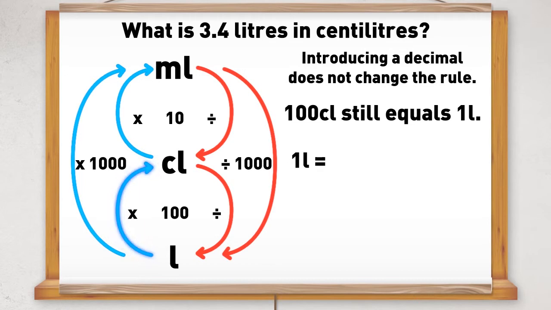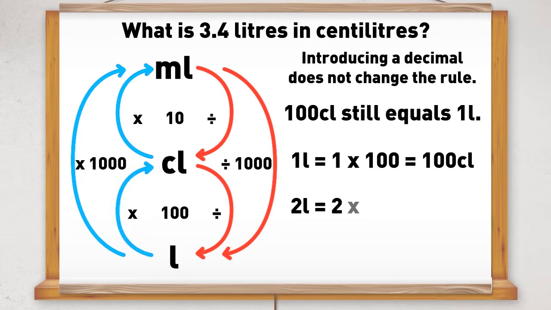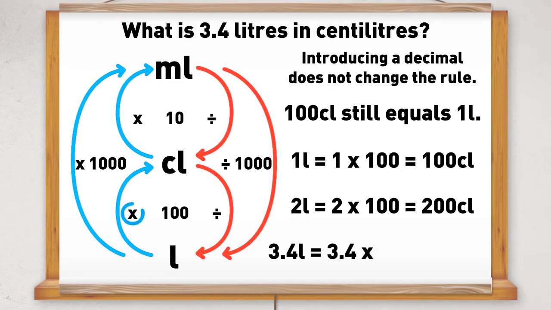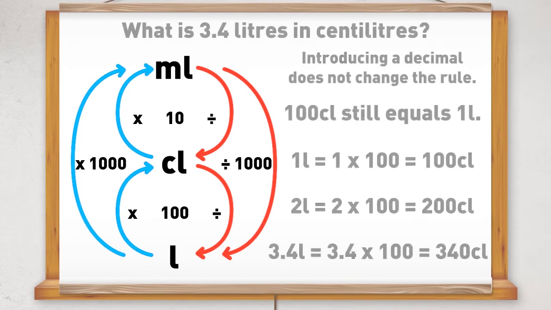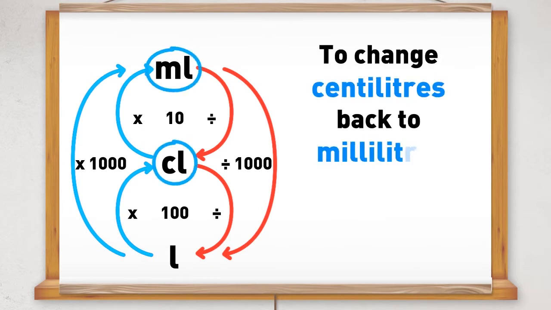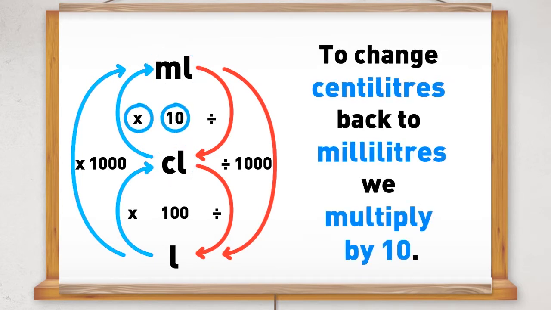1 litre equals 1 times 100, which is 100 centilitres. 2 litres equals 2 times 100, which is 200 centilitres. And it is the same for 3.4 litres. 3.4 litres equals 3.4 times 100, which is 340 centilitres. To change centilitres to millilitres again, we must multiply by 10.